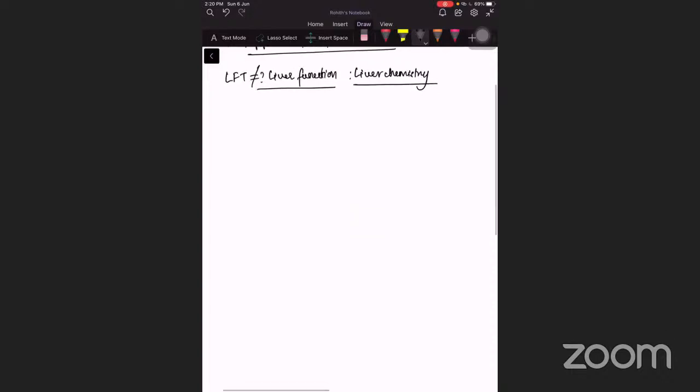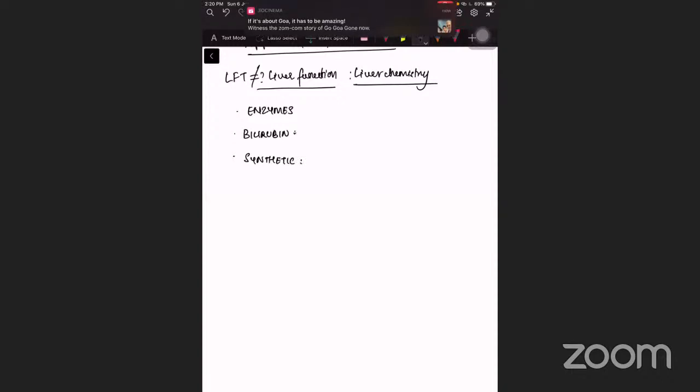So what are the things we notice in the normal LFT? In the normal LFT, we can divide it into enzymes and mainly bilirubin handling and the synthetic functions of the liver. So what are the determinants that we have for each of this? In the enzymes, we are going to have AST and the ALT along with the ALP and GGT. These are the common enzymes that are done.